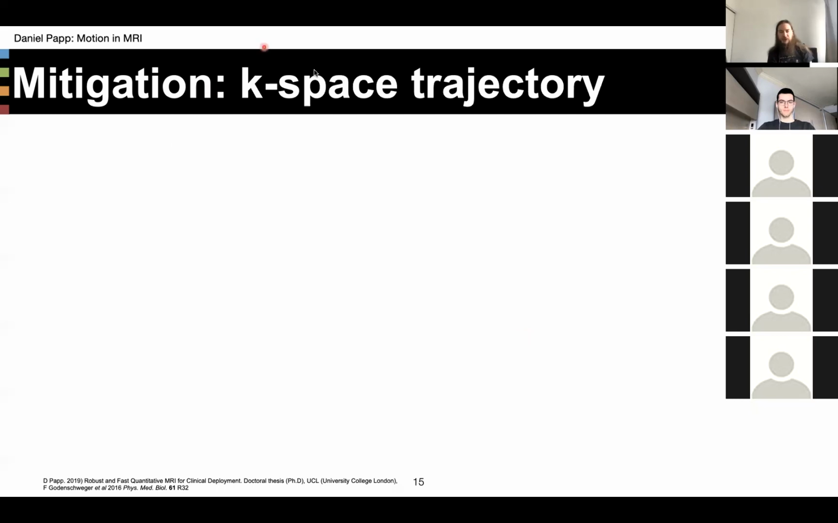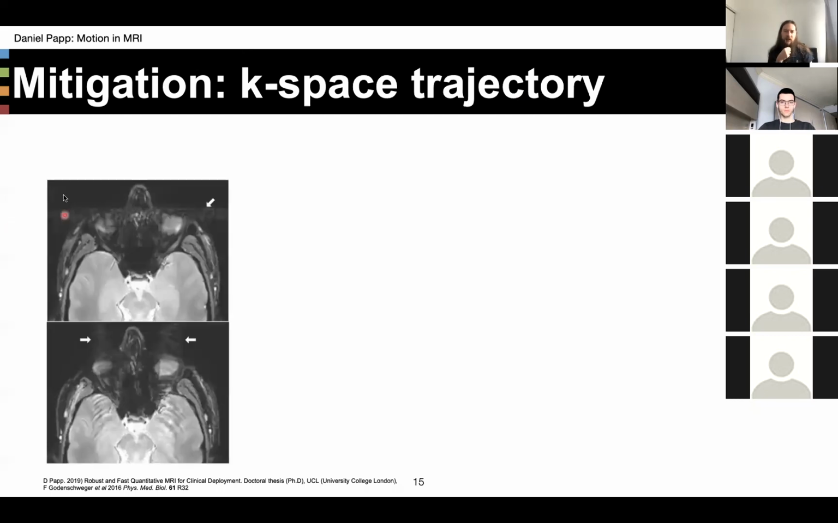Next is we can choose our k-space trajectory smartly. You've seen this image already, but this just shows you that if, let's say this is a 2D image, your phase encoding direction is right to left, then the motion sensitivity is effectively that direction. So here the artifact is displaced out of the tissue of interest. And if it's AP, then it's now displaced into the tissue of interest.